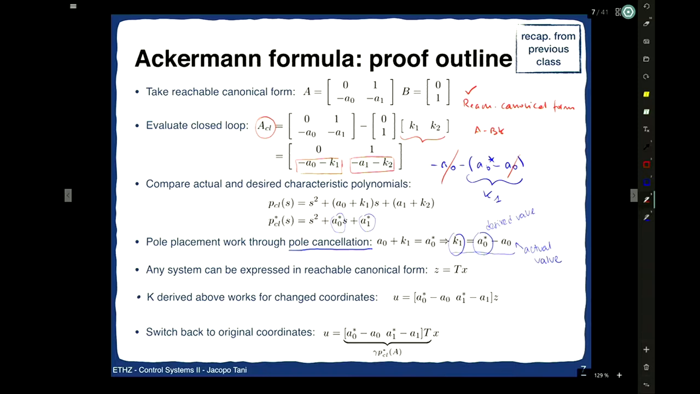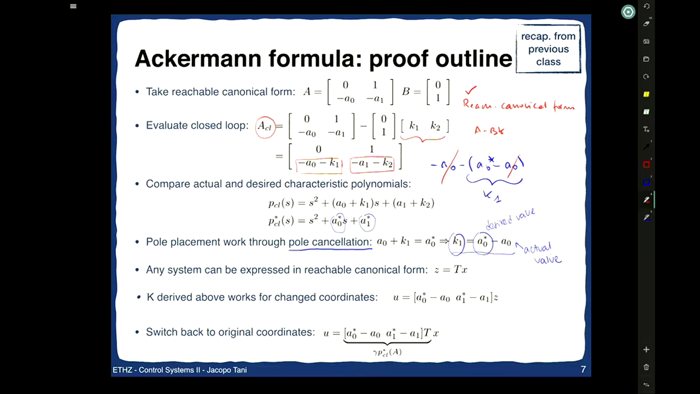But this idea of pole cancellation is, again, risky, because it assumes that you know your model well. What if you have model uncertainty? What if your A0 is not really an A0? It's an A0 plus or minus delta, plus or minus something, because there's model uncertainty and you don't really know how to model the plant. Then this pole cancellation won't give the desired effect, because you're not exactly canceling out what you want. Does this make any sense? So the bottom line is, model uncertainty is a problem even for state feedback.